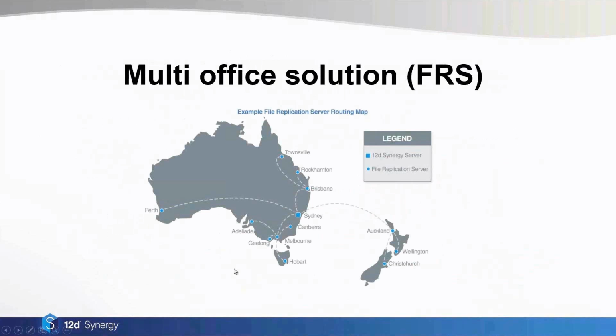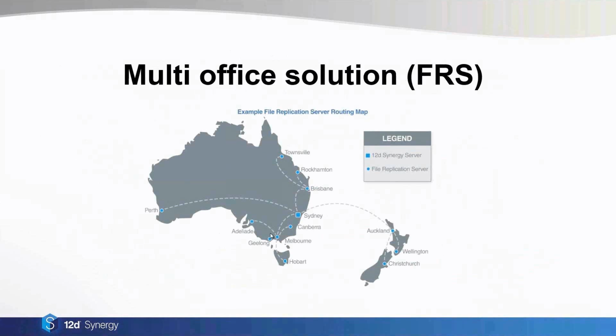So we've got an example here of a multi-office solution running the FRS. The main server sits in Sydney, and then you have FRS nodes at each of these. Now, these little lines here actually explain the way the data is being transferred. And this is important to note, not every connection is the same. Some offices have faster connections, some have slower connections.